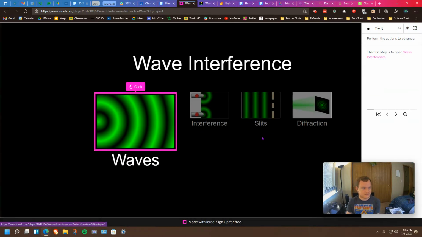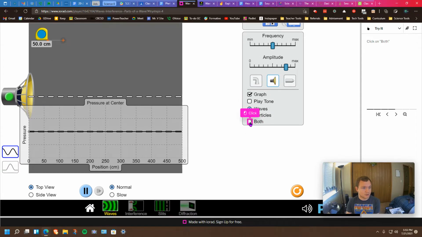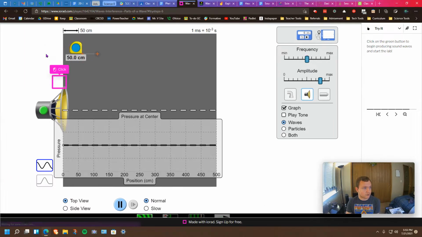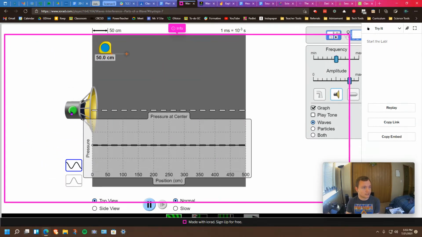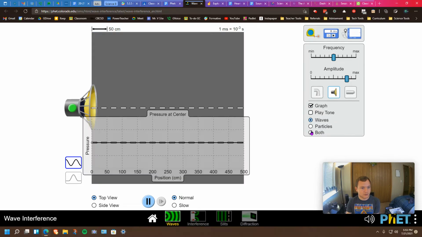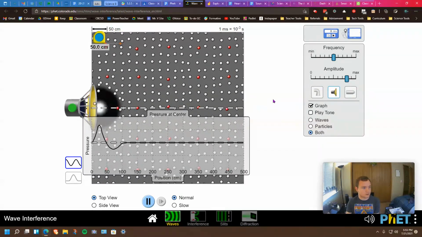So you're going to click start. It tells me I need to click on waves. I need to click on the sound, the speaker looking icon, turn on the graph, turn on both, and then I'm going to drag my tape measure over and then click the green button to get started, and I should be good to go. So let's copy that on our simulation. I want waves, the speaker, turn on the graph, hit both, drag my tape measure over, green button to get started. Okay.